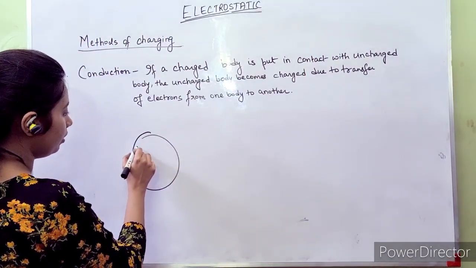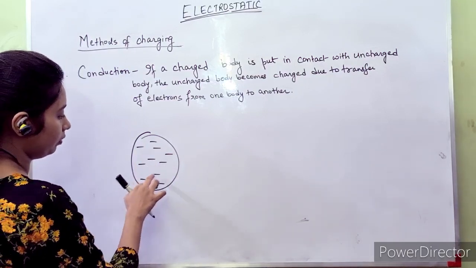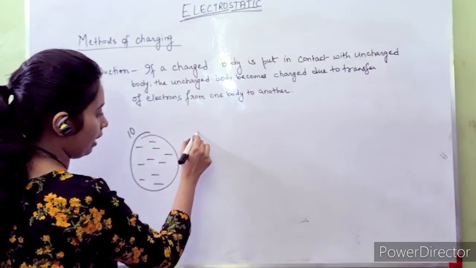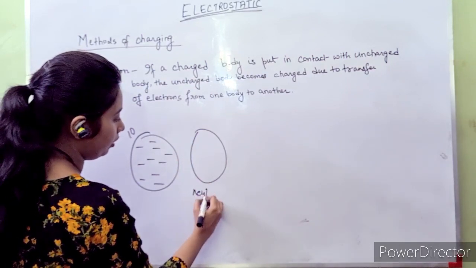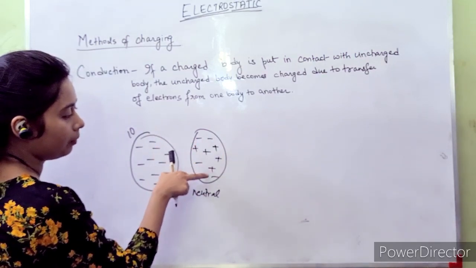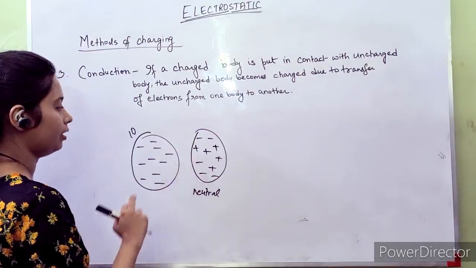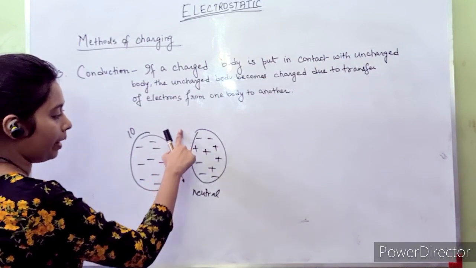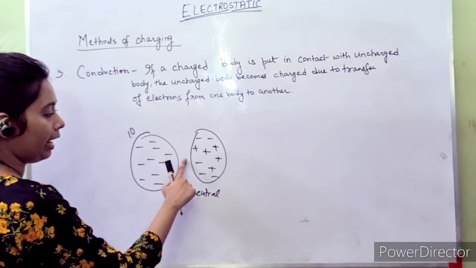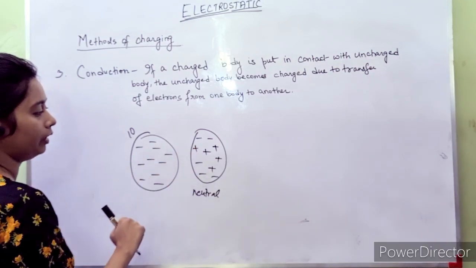Assume that this is one charged body which is negatively charged. The number of electrons is 10, and there is one neutral body. Here the number of positive charges and negative charges are the same. That's why this is a neutral body, a chargeless body. As there is a barrier in between, this air is acting as a barrier, and you know that air is an insulator, so it will not allow the charges to come out of it.